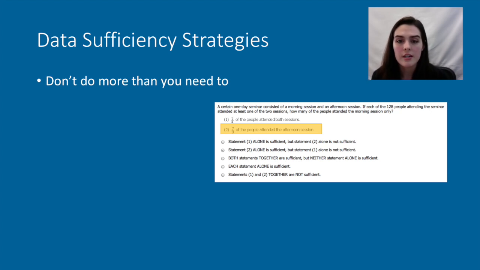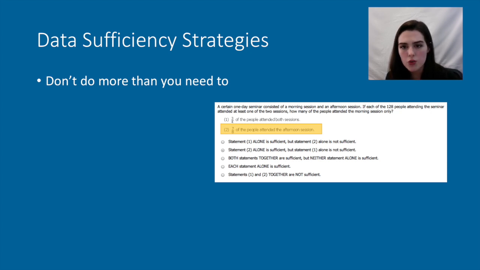So this question says, a certain one-day seminar consisted of a morning session and an afternoon session. If each of the 128 people attending the seminar attended at least one of the 2 sessions, how many of the people attended the morning session only?